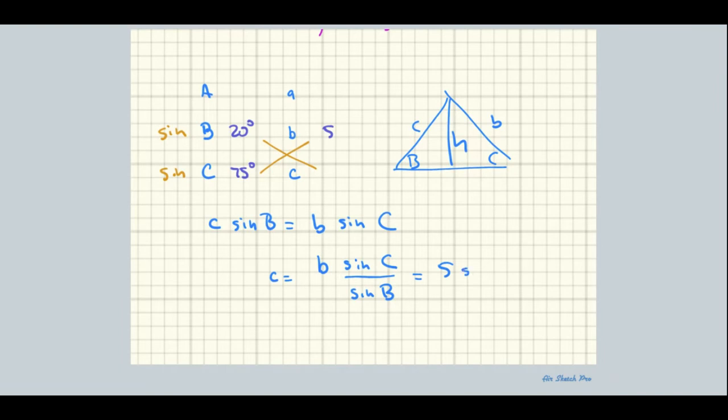Sine C is sine 75 degrees, and this is sine 20 degrees. And that's going to give us a length for sine C. That's going to give us length C. So everybody into your calculators now. 5 sine 75. Remember to close the parenthesis after 75 on your prefix or your infix calculators.